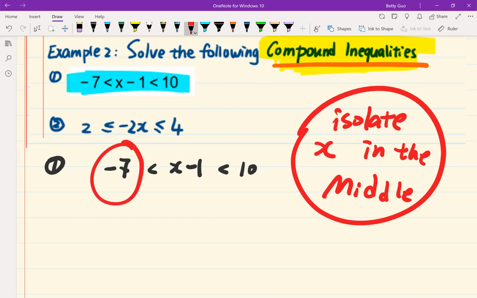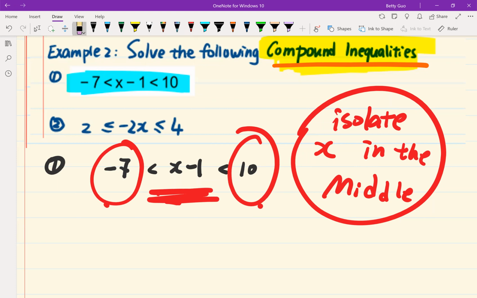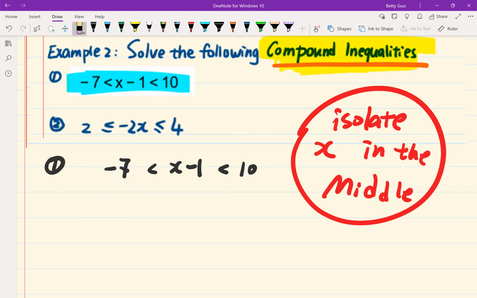This is the left-hand side, this is the right-hand side, this is the middle. Left and right do not contain x at all. That's easy. So you see the compound inequality is a complicated topic. However, the examples and the problems we handle are pretty simple. The left-hand side and right-hand side do not contain x at all. x is only contained in the middle. So our goal is to isolate x in the middle.